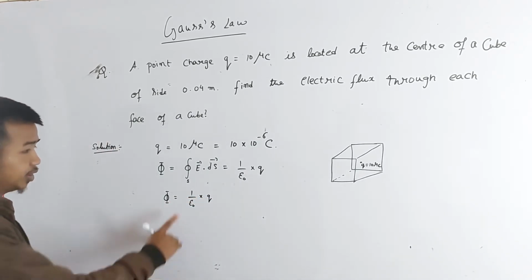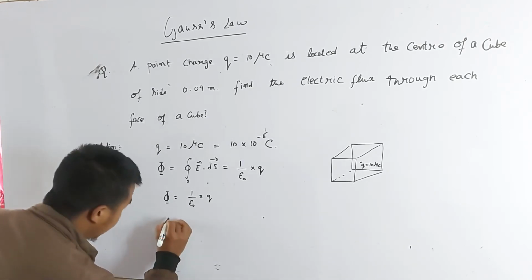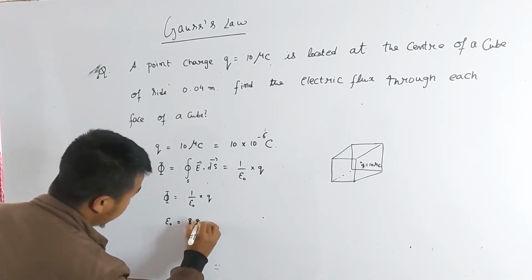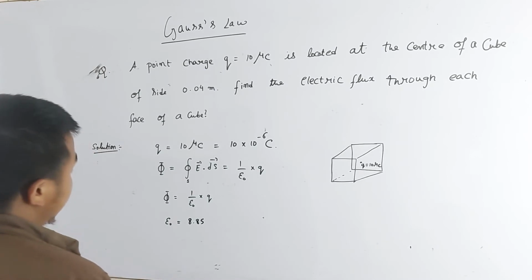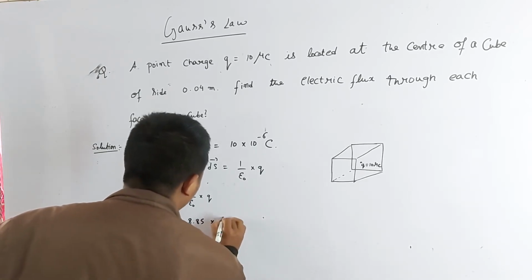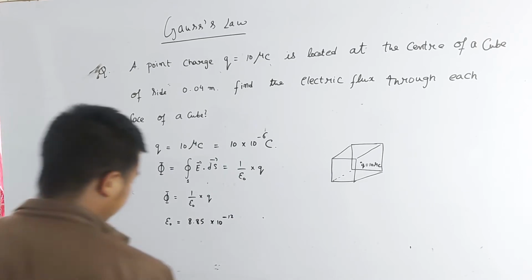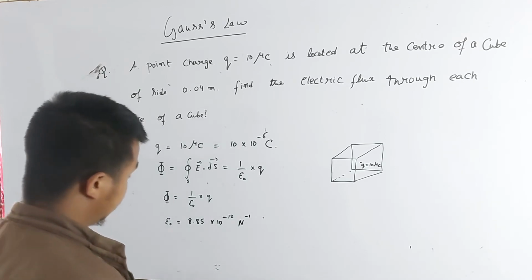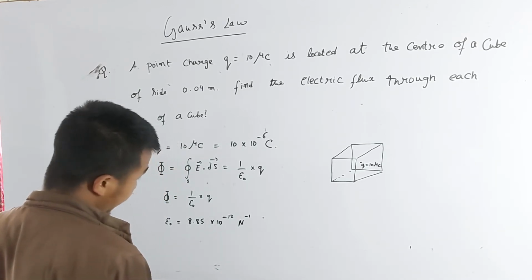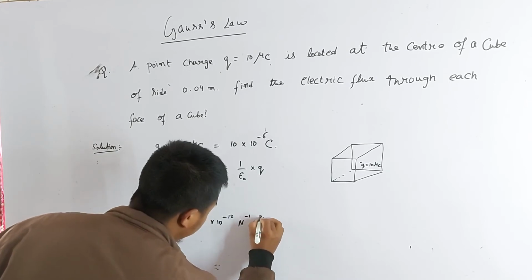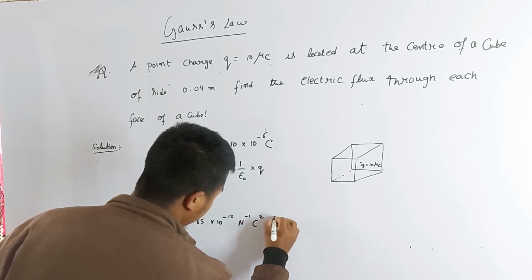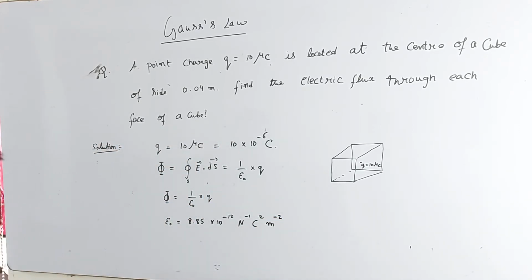So what is epsilon naught? Epsilon naught is a known quantity, and its value is 8.85 into 10 to the power minus 12, and the unit is Newton inverse, Coulomb square, meter minus 2. So that is the SI unit of epsilon naught.